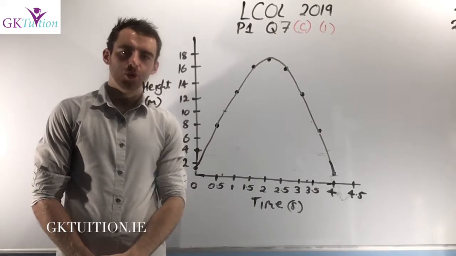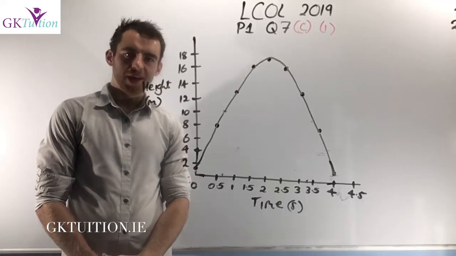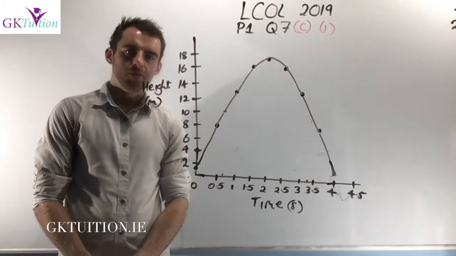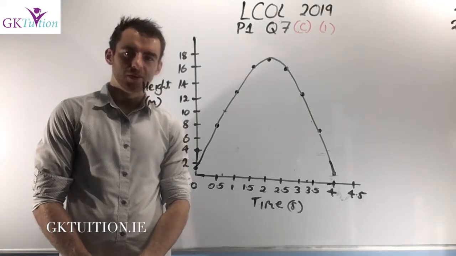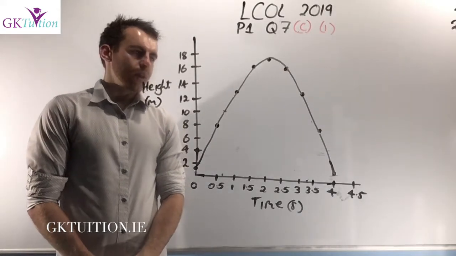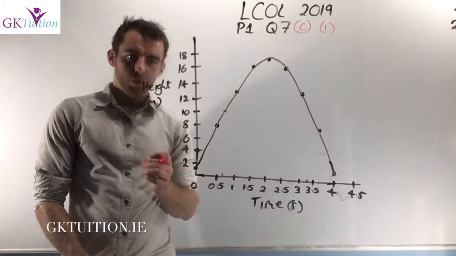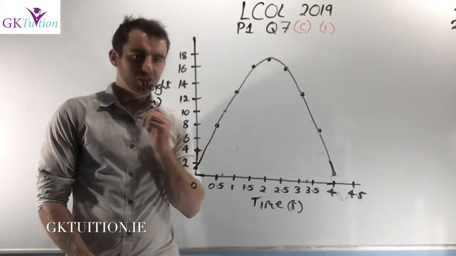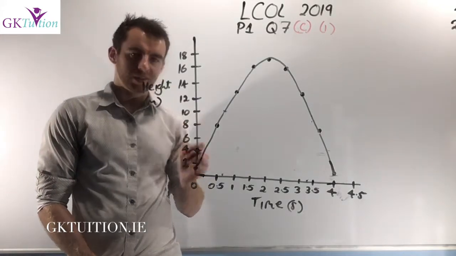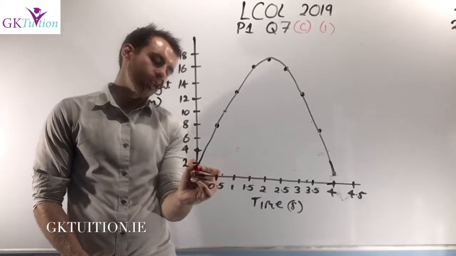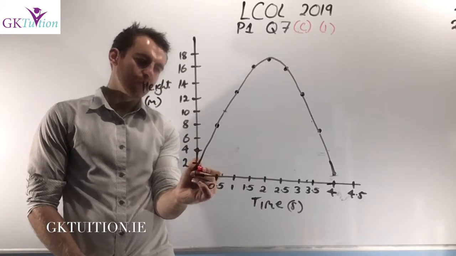In C part 1, I'm asked to use my graph to estimate the length of time from the ball was hit before it landed on the ground. Now, again, it's said to show the work on your graph, so I suggest you use a different colour and you make sure that it's clear on your graph. The ball was hit at this moment in time. This is when the goalkeeper hit it.